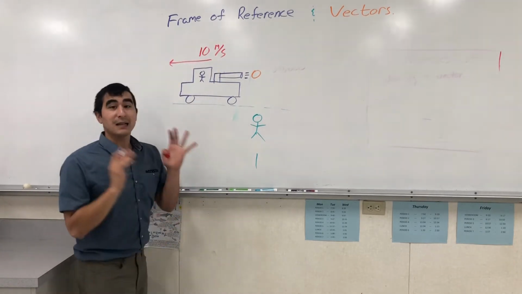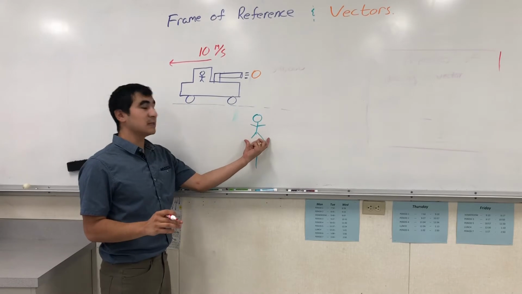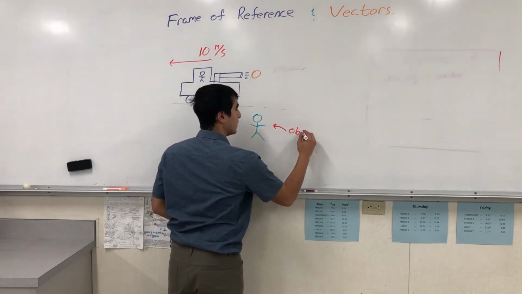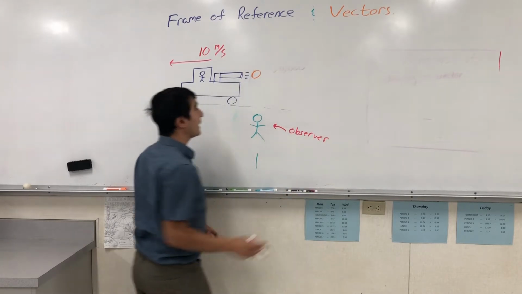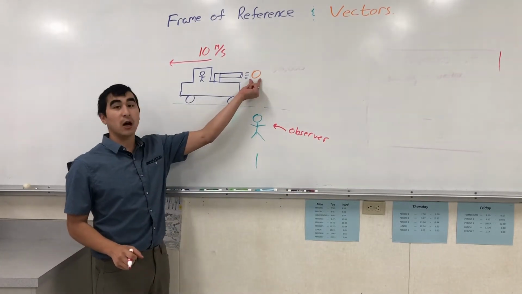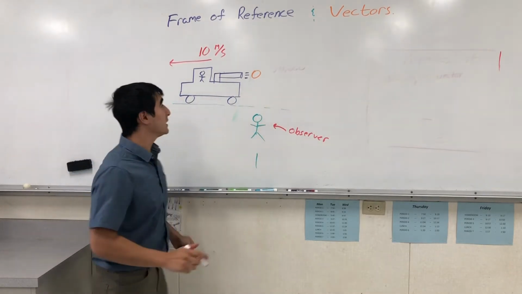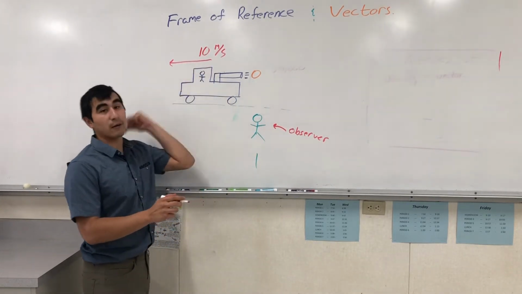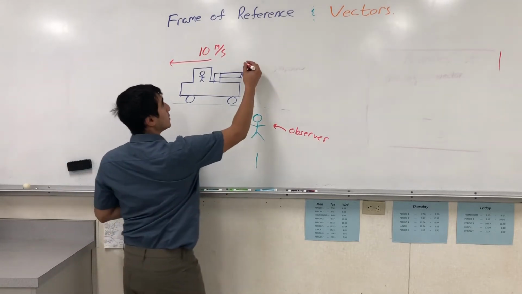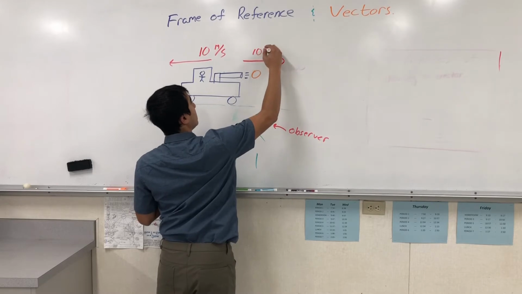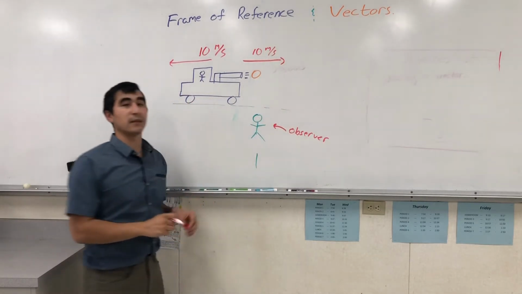At that same time, right as it passes our little observer, and I'll call him observer, a ball is going to be shot, and it is going to be shot at that same speed of 10 meters per second, however fast that truck is going. So this ball is going to be shot 10 meters per second in that direction.